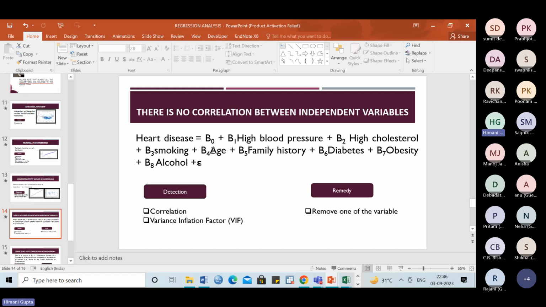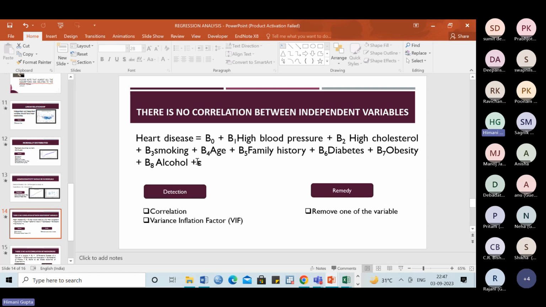But as the age increases, the chances of heart disease increase. Even if you have a family history, where people in the family have had heart attacks, heart disease can be possible. If you have diabetes also, heart disease can be possible. If you are obese, you can have heart disease. And if you consume alcohol, you can have heart disease. But beyond this, there are various other factors also, which are sitting in the error term. So I cannot say that only these factors are affecting your heart disease.